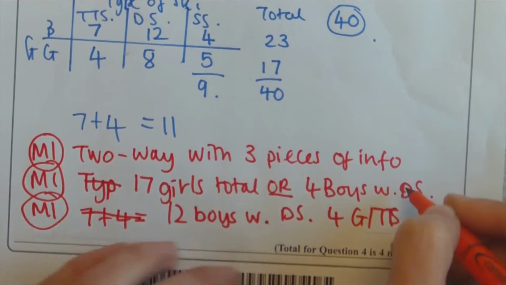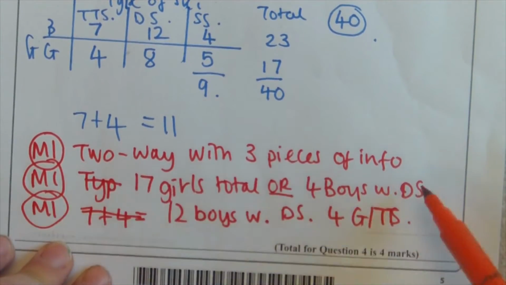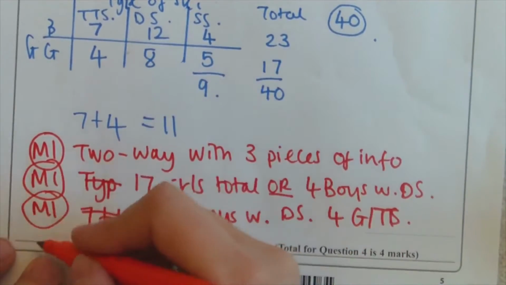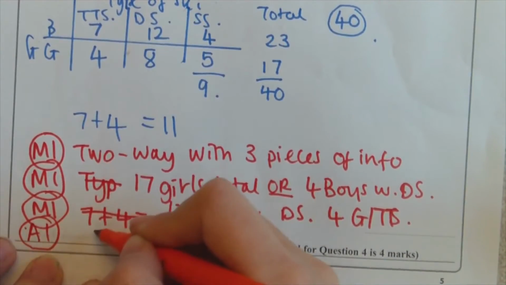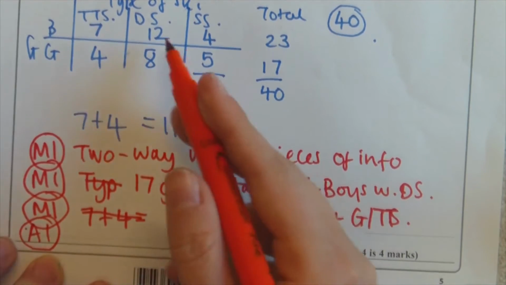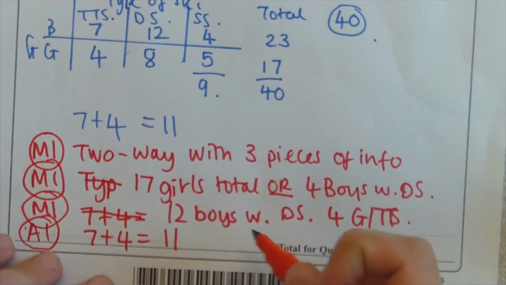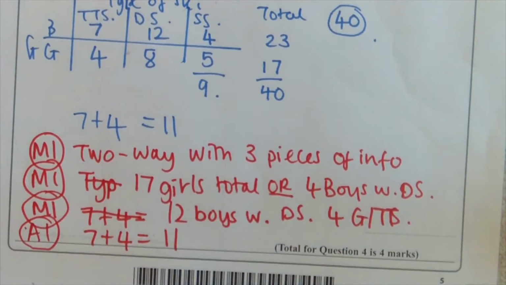So you get 1 mark for finding out 1 bit of information working backwards, your second mark for finding out a second bit of information working backwards, and then your final mark is for obviously answering what the question's asking you to do. 7 plus 4, which is 11, which is the answer mark there.